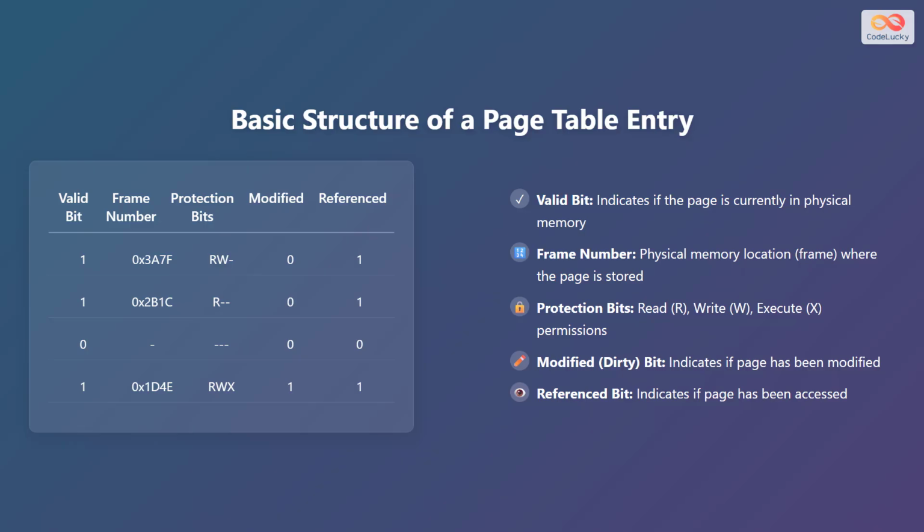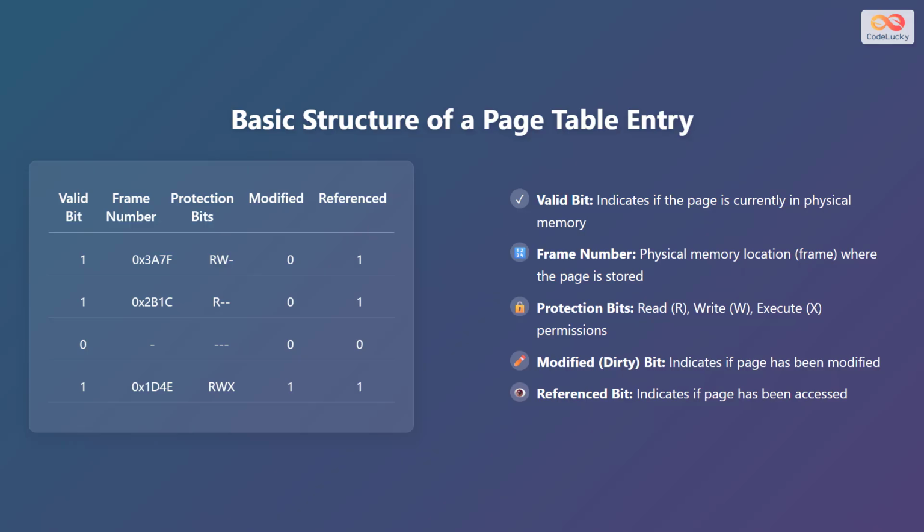Frame number, physical memory location, also called frame, where the page is stored. The frame number is the address of the physical memory where the page is located. It's like the street address of the data. Protection bits, read, write, execute permissions. Protection bits are flags that control what operations are permitted on a page. Such operations include read, write, and execute.